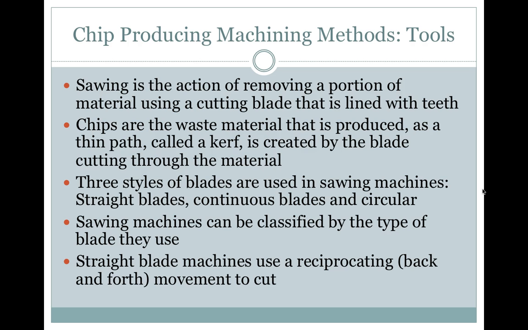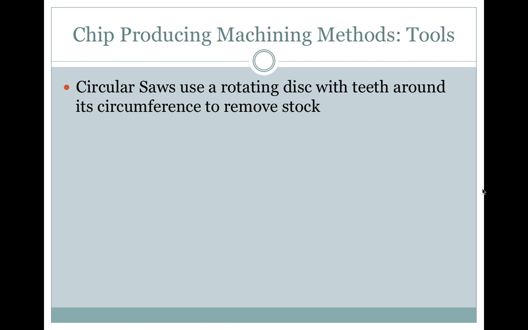Sawing machines can be classified by the type of blade they use. Straight blade machines use a reciprocating movement to cut. Circular saws use a rotating disc with teeth around its circumference to remove stock.